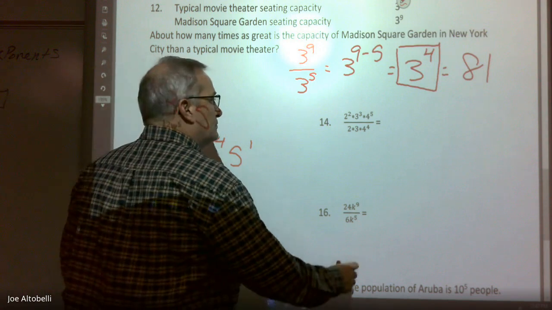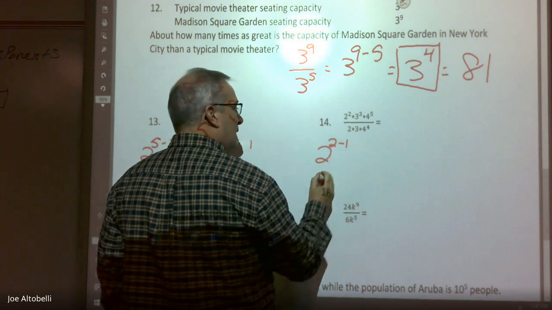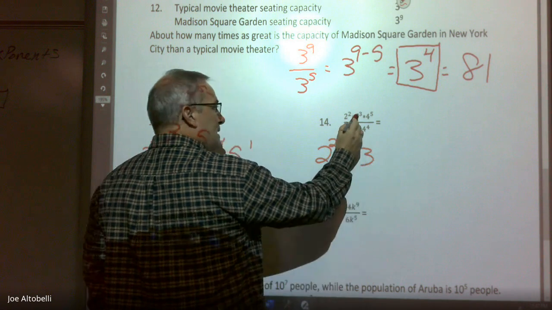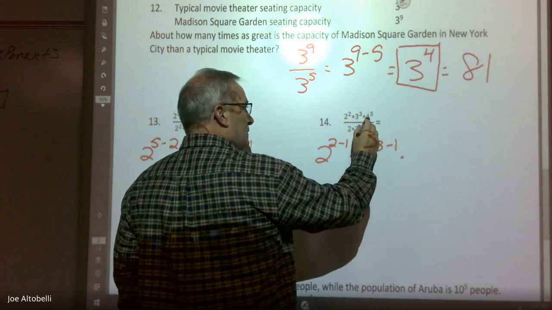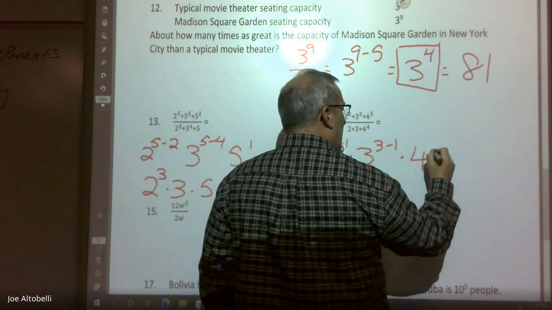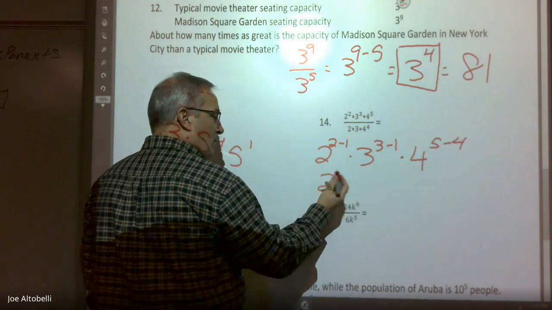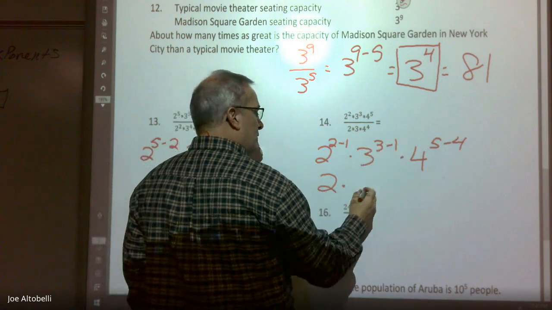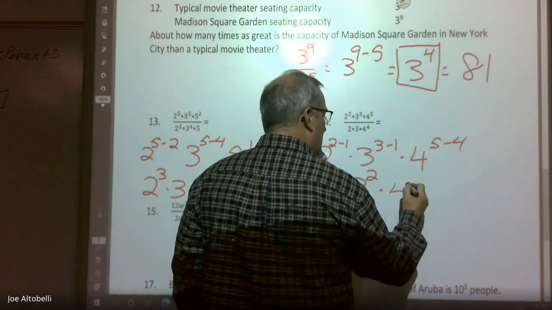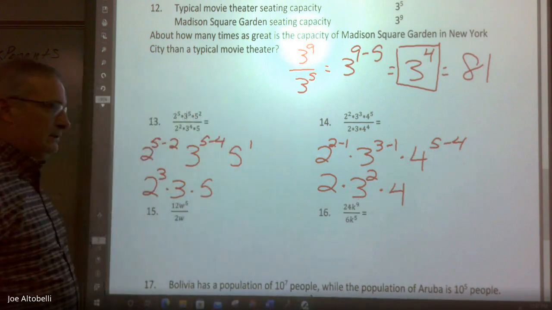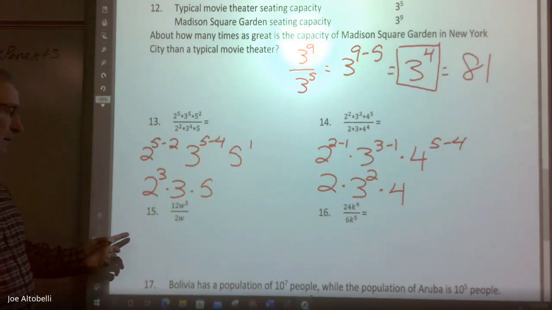Number 14, 2 to the second divided by 2, that's 2 to the second minus 1. And then we have 3 to the third divided by 3, so that'll be 3 minus 1. And then 4 to the fifth over 4 to the fourth, that'll be 4 to the 5 minus 4. 2 minus 1 is 1. You can write 2 or 2 to the first times 3 minus 2 is 2, so it's 3 to the second times, and 5 minus 4 is 1, so you can write 4 or 4 to the first. So you get 2 times 3 to the second times 4.